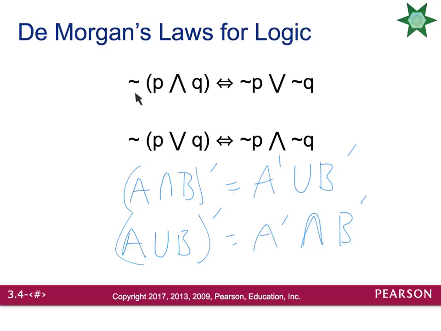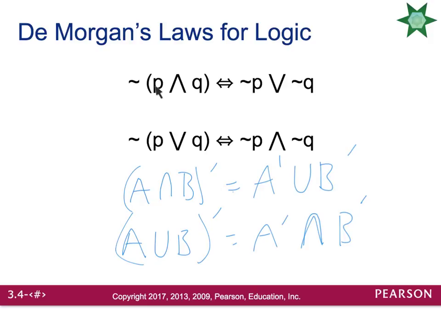Well, it's the same idea for logic. So now we have the negation in front instead of after as that complement. It's the same idea though, but we're taking the negation and putting it in front. We're talking about logic statements. So the negation of P and Q is equivalent to, remember we're talking about statements now, so we use this instead of equals.